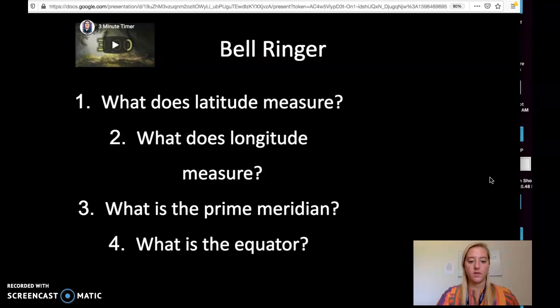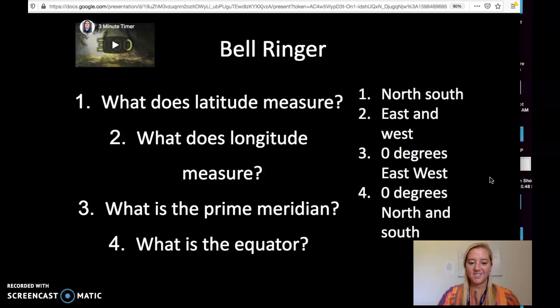And our bell ringer for the day. So this is going to go again in your bell ringer box with the date of August 27th. You have 4 questions to do. You do not have to write the question, you just write the numbers 1, 2, 3, and 4. What does latitude measure? What does longitude measure? What is the prime meridian? And what is the equator? So if you'll write those down, pause the video.